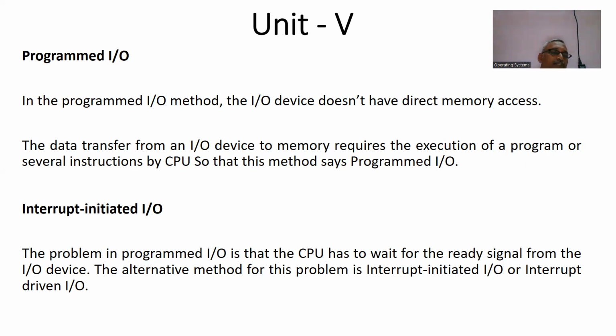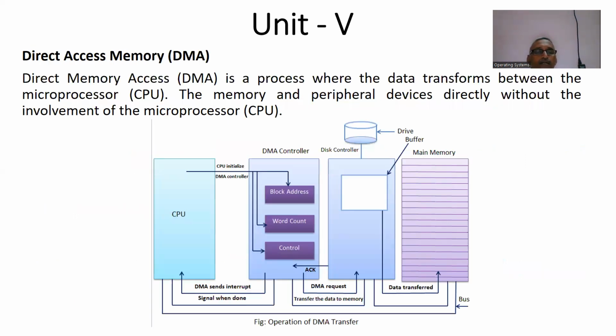Next, direct memory access. Direct memory access is a process where the data transfers between the microprocessor or CPU, the memory, and the peripheral device directly without the involvement of the microprocessor. The CPU first initializes it and should send some useful information to the DMA controller. The diagram shows the operation of DMA transfers. The CPU sends the DMA controller the block address, word count, and control.